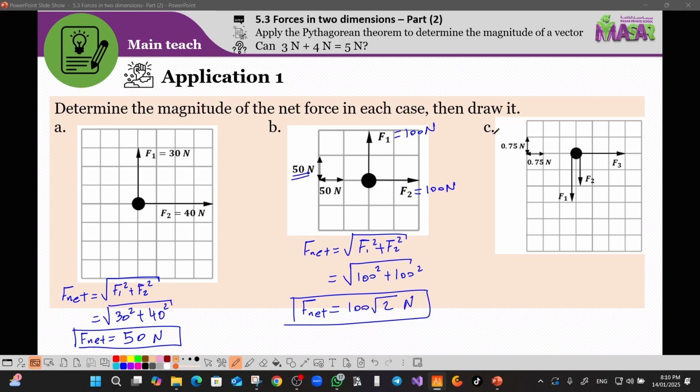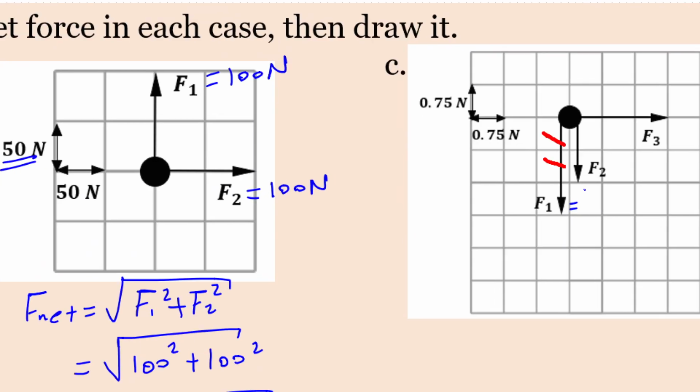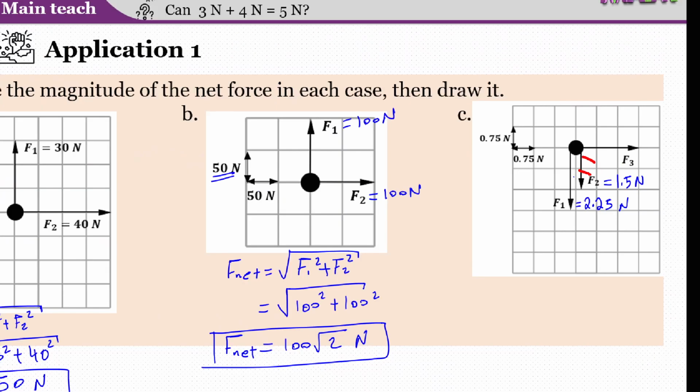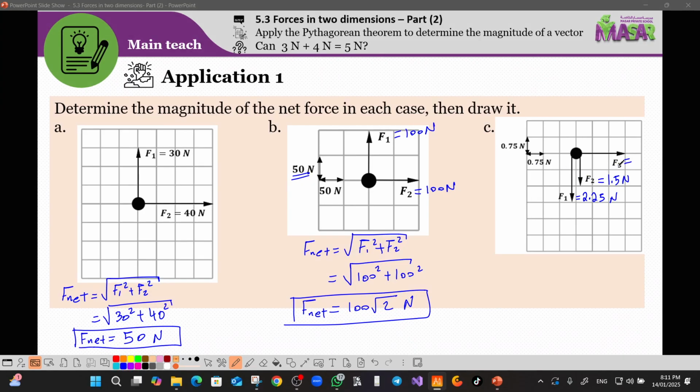Now, what about part C? In part C, again, we need to find the magnitudes of F1, F2, and F3 in order to complete the solution. For F1, we have three squares vertically, and each square is equal to 0.75. So 3 times 0.75 is equal to 2.25 Newton. For F2 it is 1.5 Newton, because we have only two squares times 0.75. And finally, for F3, we have three squares, 3 times 0.75, horizontally, so the answer is 2.25 Newton.